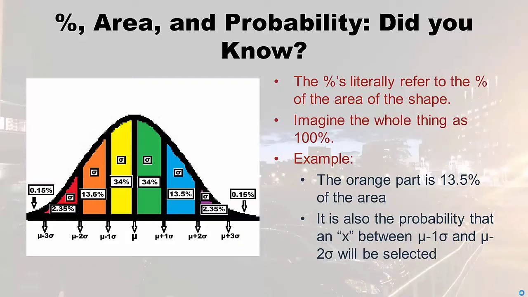So I just wanted to remind you that percent, area, and probability are all related. The percents literally refer to the percent of the area of the shape, okay? And imagine the whole thing is 100%. So just to remind you, the orange part is 13.5% of the area of the whole shape, but it also is the probability that an x, like a student, falls between mu minus 1 standard deviation and mu minus 2 standard deviations. And if I select one x from this group, that 13.5% is the probability that I will get an x in that range. And so it means both things.